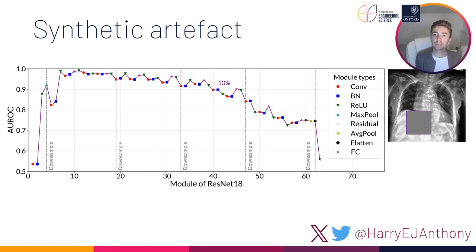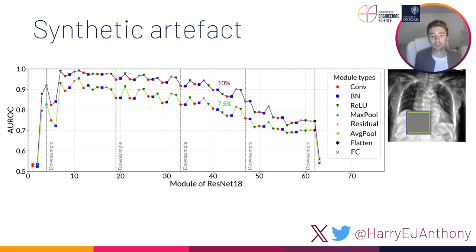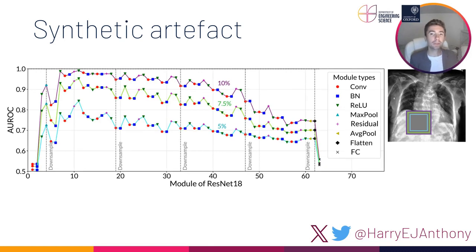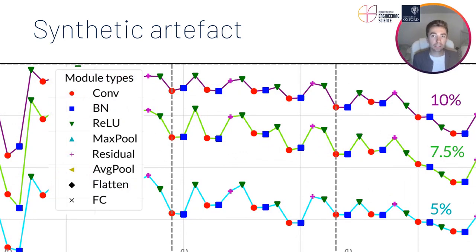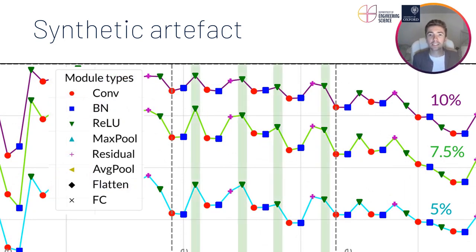This experiment was then repeated for boxes of size 7.5% and boxes of size 5%. Here we see, maybe intuitively, that smaller artifacts are less detectable throughout the modules of the network. Moreover, if we zoom into the results, we see a trend that the AUC typically improves after a ReLU operation, which is highlighted in green, compared to its preceding convolution and batch normalization operations.